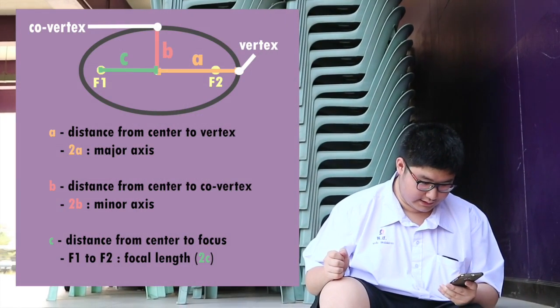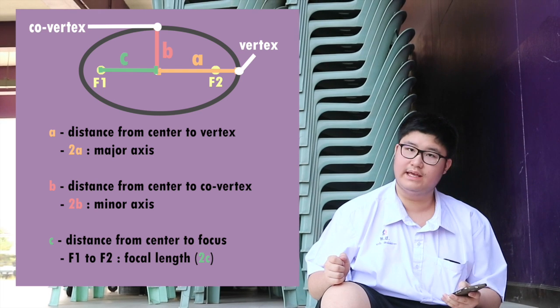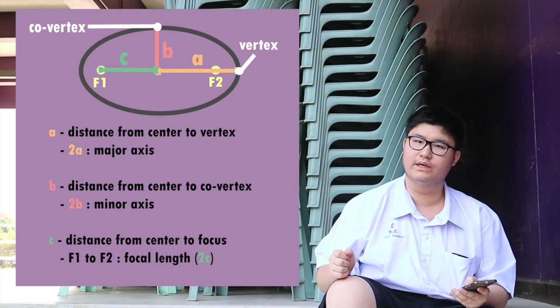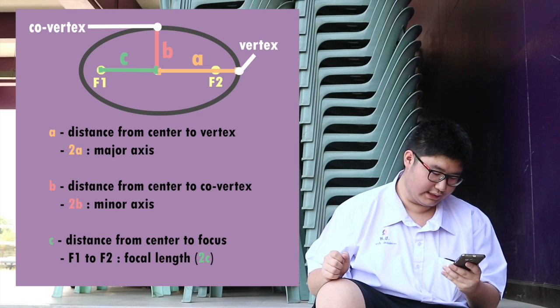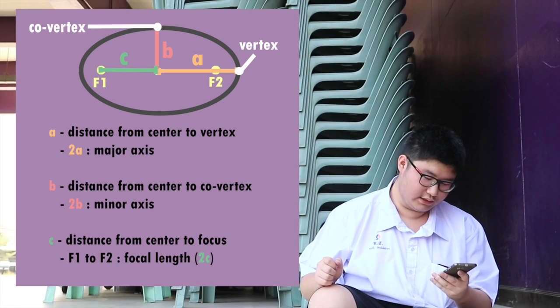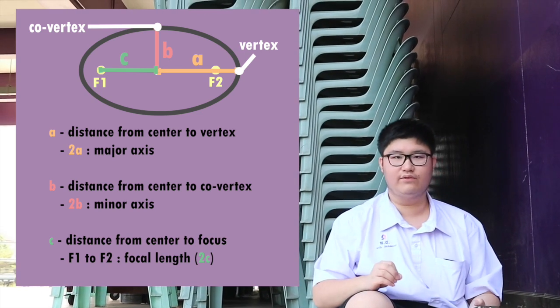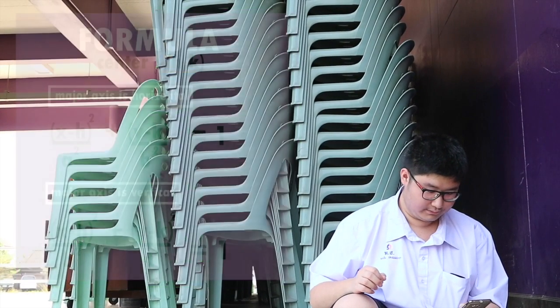Next, let's talk about the components of the ellipse. A is the distance from the center to the vertex, and 2a is equal to the major axis. B is the distance from the center to the co-vertex, and 2b is equal to the minor axis. C is the distance from the center to the focus, and 2c is equal to the focal length. A has to always be more than B.